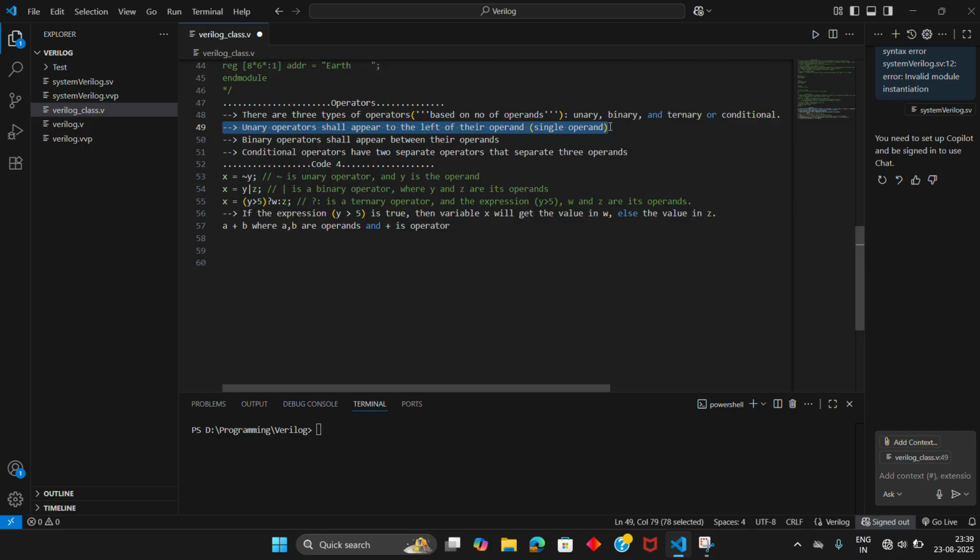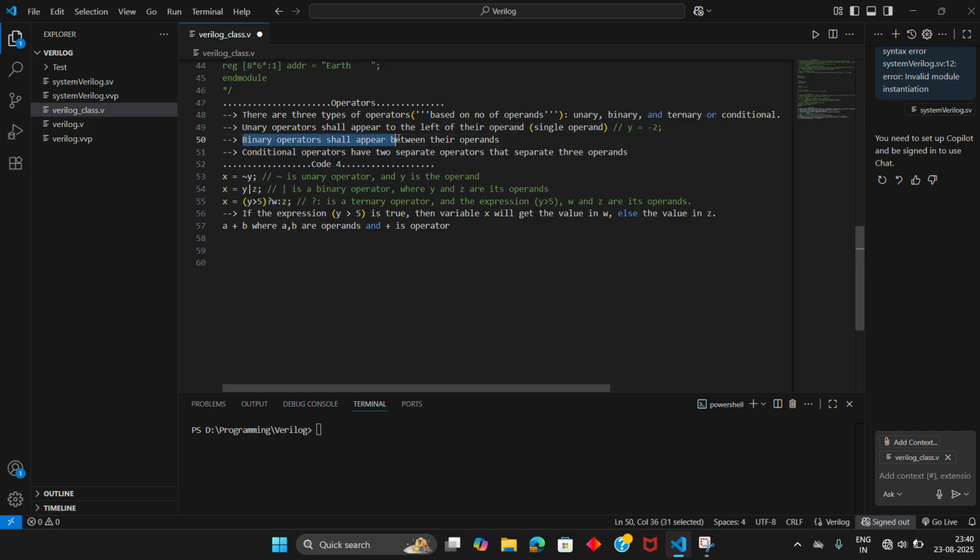Similarly, y equals minus 2, where 2 is the operand and minus is the operator, which is to the left of the operand. We have only a single operand 2, whereas in the previous case we have only a single operand y.